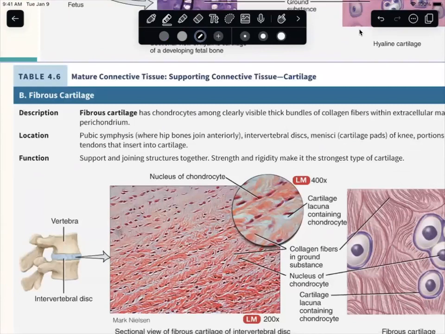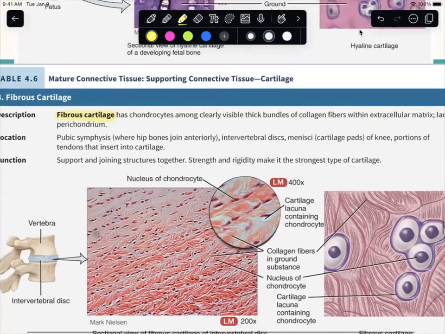Next one, fibrocartilage. This isn't the best picture. I've got some other ones that we'll look at in lab. But what makes fibrocartilage different from hyaline cartilage is that it has collagen fibers. Why? We want it to be very strong, and that rigidity.